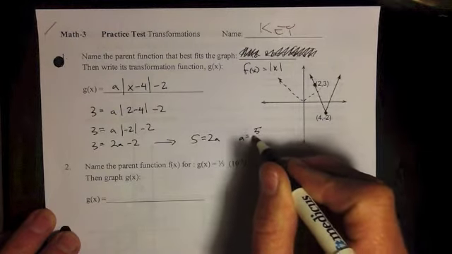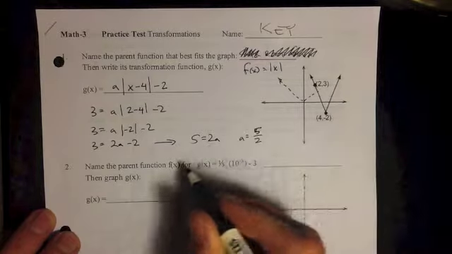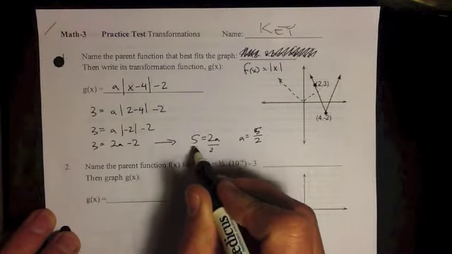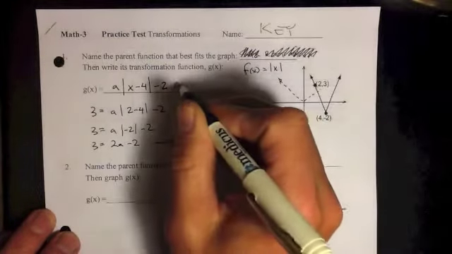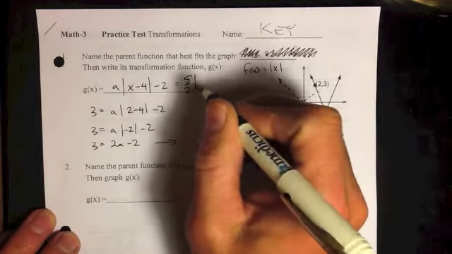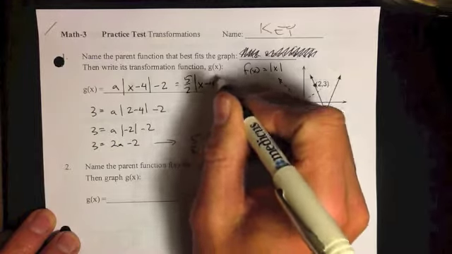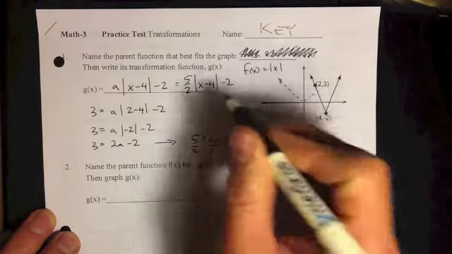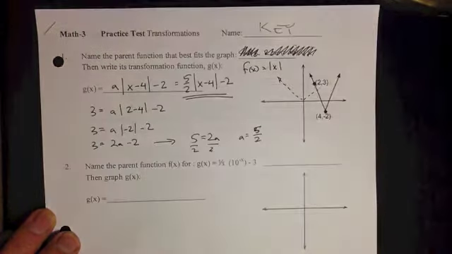5 halves. I've seen you guys make that mistake. You're dividing both sides by 2. So the final version is 5 halves, then x minus 4 in the absolute value minus 2. All right, so that's your final answer.